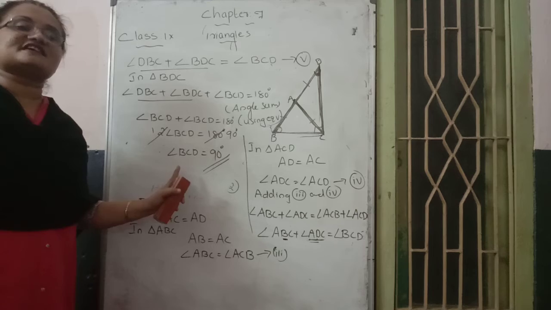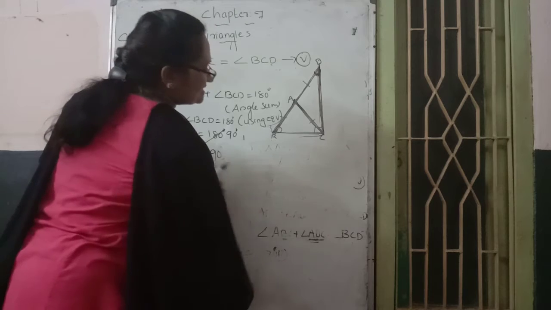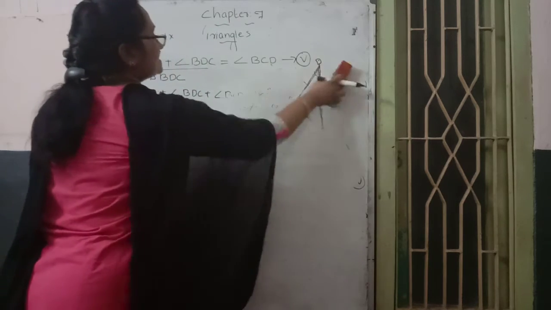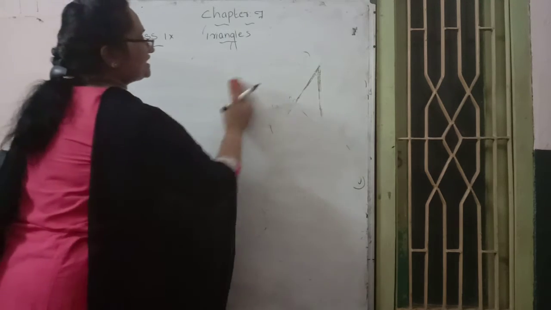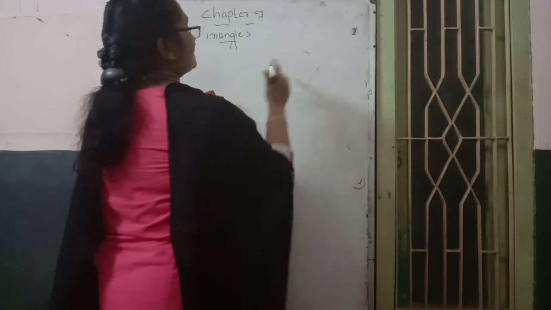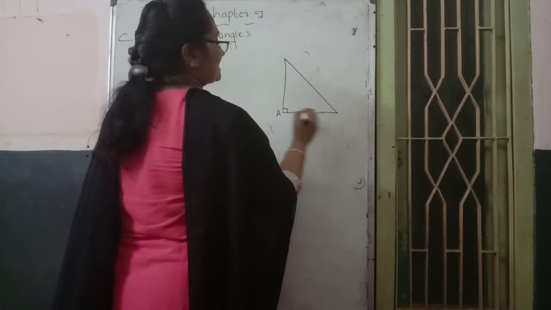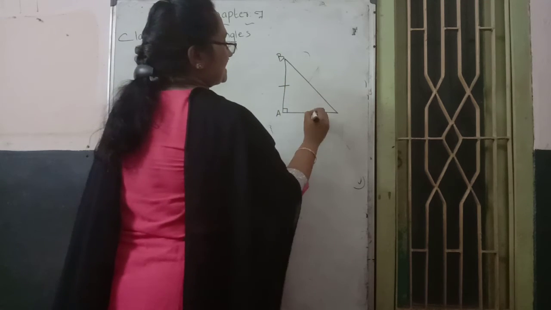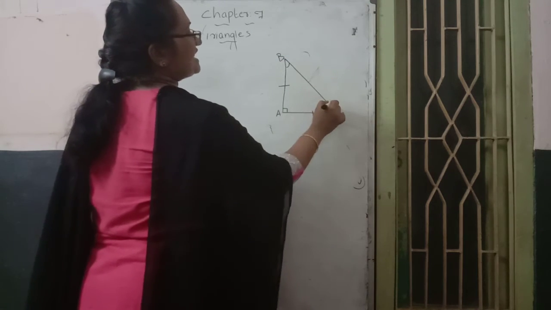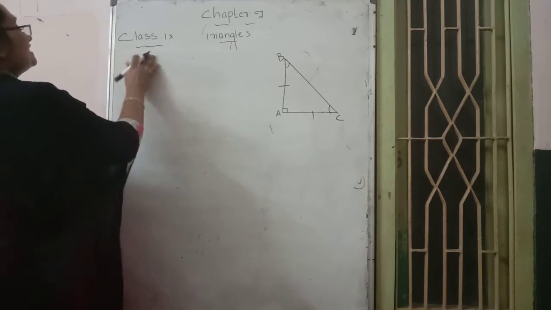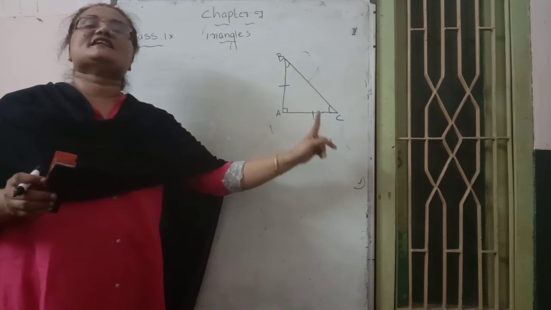I hope you can understand this question. Then next we go through the 7th question. In the 7th question, they tell us that one right angle triangle is there. Angle A is 90 degrees, and AB side and AC side are equal. We want to find out the measurements of angle B and angle C.